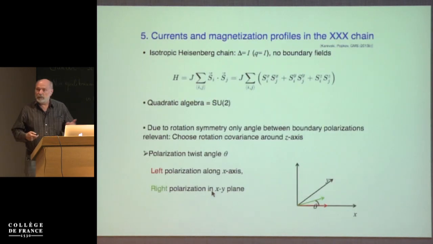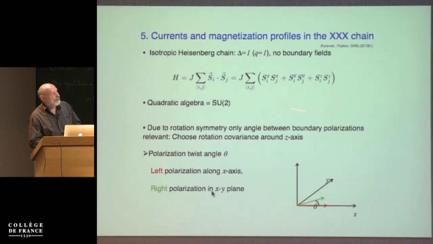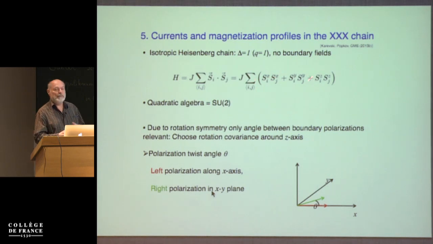Okay, so now what comes out? Let me mostly talk about the XXX chain, namely where delta is equal to 1. So we have a fully isotropic interaction along the chain. So the Hamiltonian is just this S vector times the exchange coupling constant. In this case, this quadratic algebra, which was the q-deformed SL2 algebra, is just the usual SU2 algebra, which comes from the fact that you have this rotation invariance in 3-dimensional space, but since it is a quantum system, not O3, it's SU2.